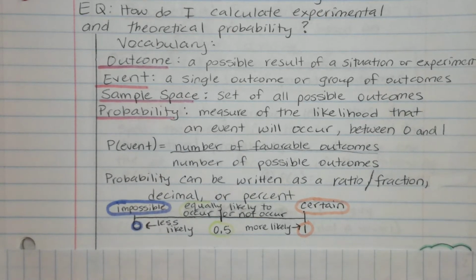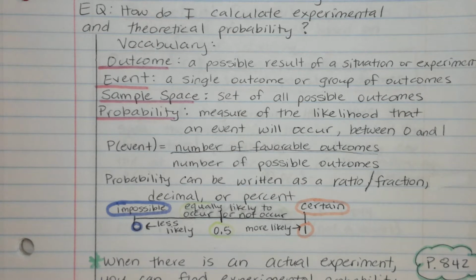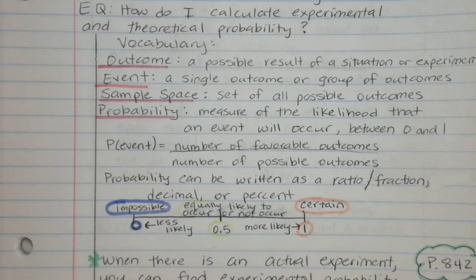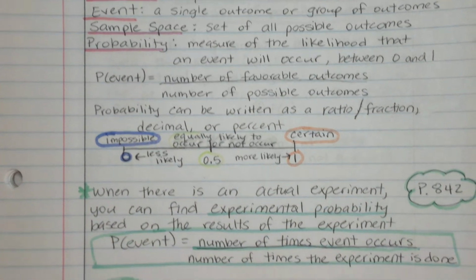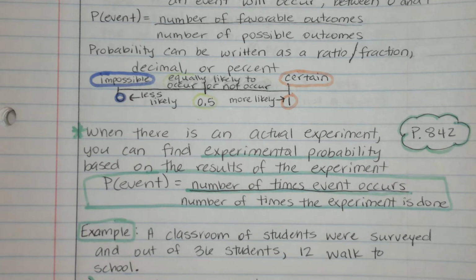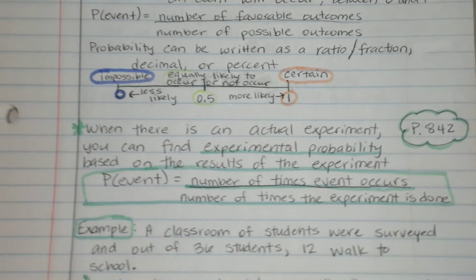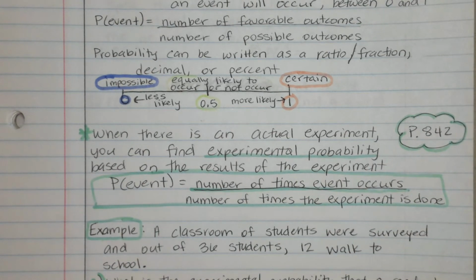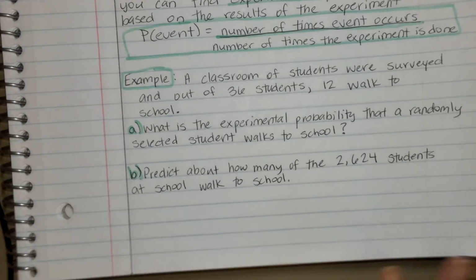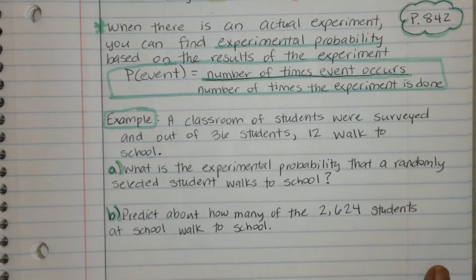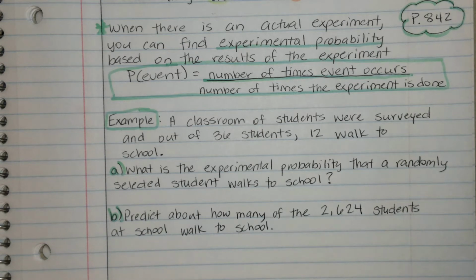Okay, so again, pause it if you need to. I'm going to go ahead and slide this up, and we're going to go over experimental probability. Again, pause if you need to. This starts on page 842. Pause it whenever you need to if I start going too fast.